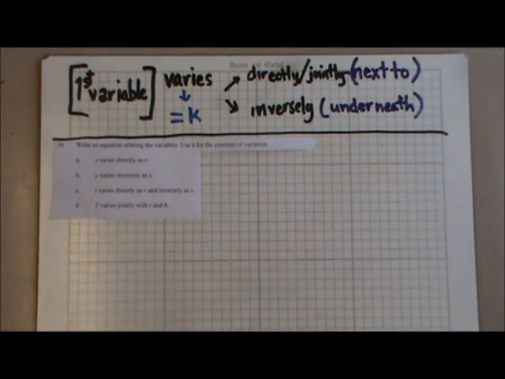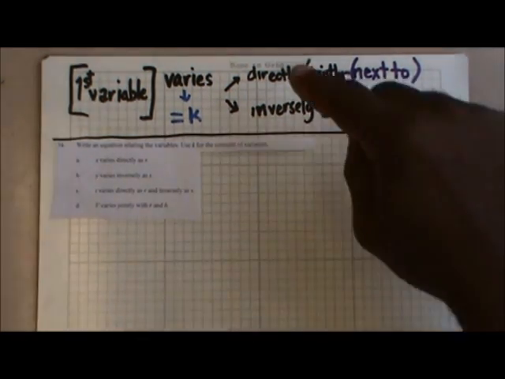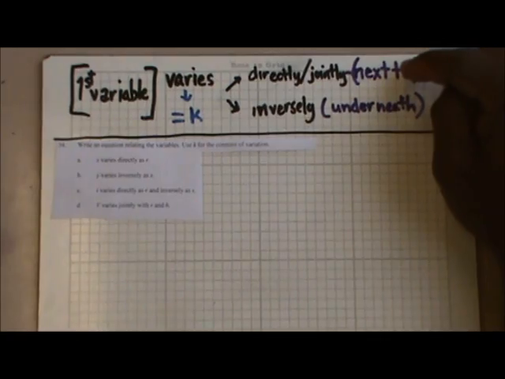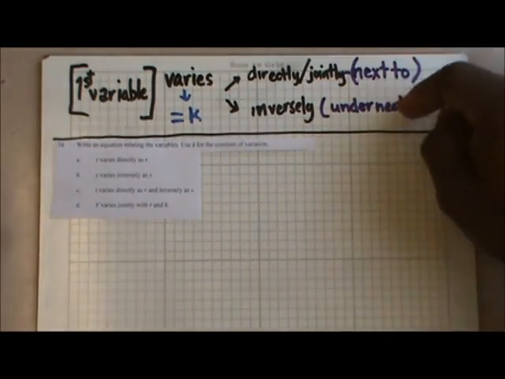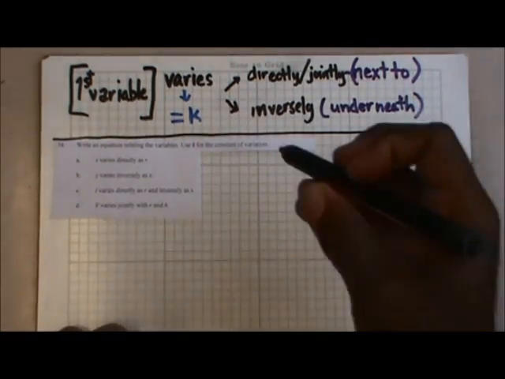For number 34, it says write an equation relating the variables. Use K for the constant of variation. So I wrote you a little note up top. It just says first variable. All right, if it says varies, we're going to put the K. Directly or jointly, we're going to put the variables next to, and inversely means we're going to put the variables underneath. So we could quickly do this problem.